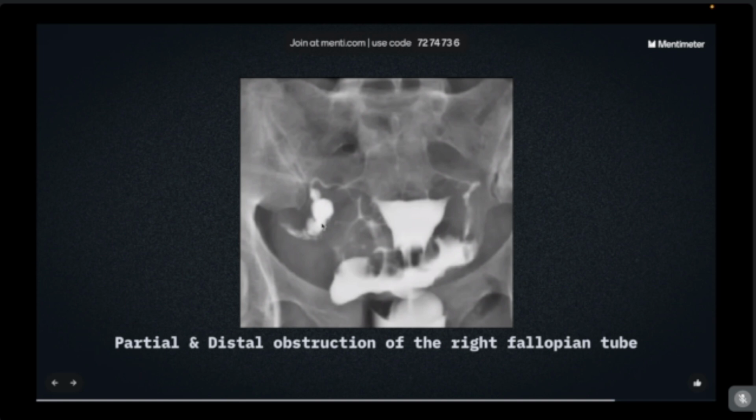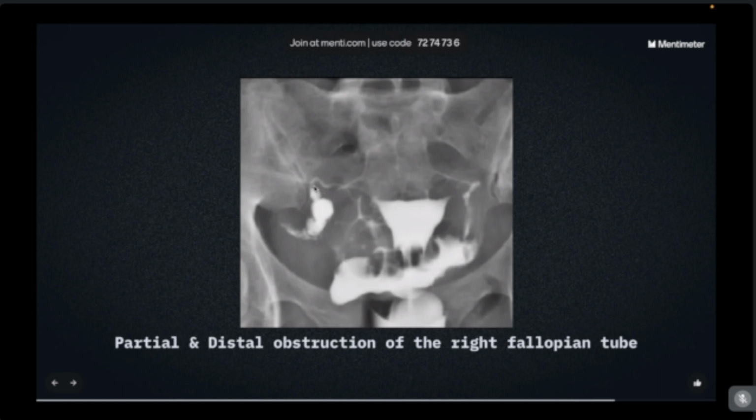So the contrast medium fills the tube, but it's blocked near the peritoneal opening. This blockage is not completely occlusive, so this is a non-complete blockage, and it allows minimal contrast spillage into the peritoneal cavity. So as you can see, we have here some spillage into the peritoneal cavity. And this is the dilatation. The dilatation suggests possible fluid accumulation, a condition similar to hydrosalpinx. This partial obstruction is key in determining the extent and nature of the tubal pathology.